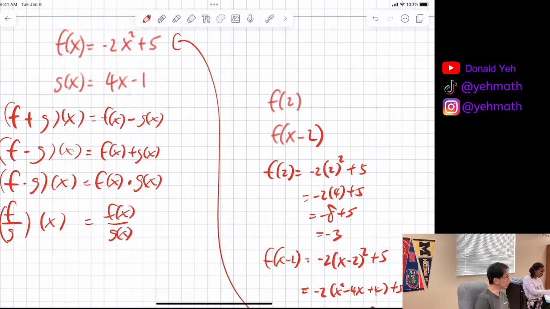Is that better? So if I say f plus g of x, that's going to be f of x plus g of x. And there's f of x minus g of x. They're just adding and subtracting. I'm sorry, this is upside down. It's a plus or minus. I can't read.